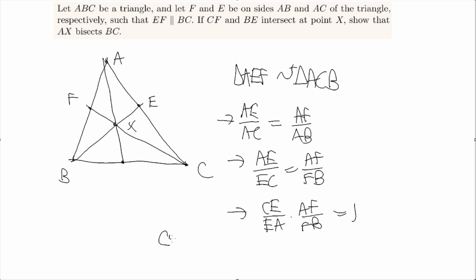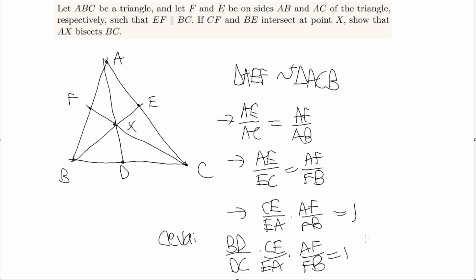And by Ceva's theorem, we have, if this point is D, then BD over DC times CE over EA times AF over FB is equal to 1. So this implies that BD over DC equals 1, or BD equals DC. And this finishes the proof.